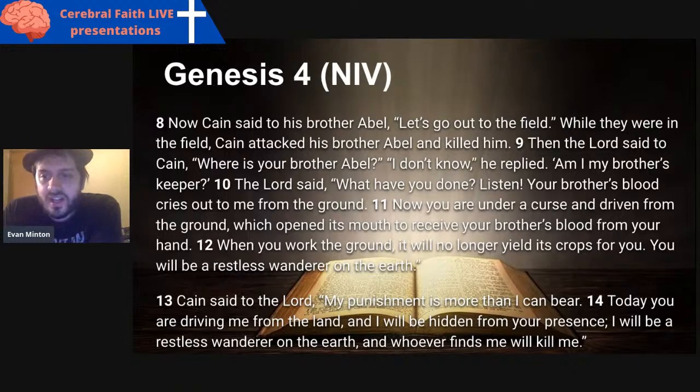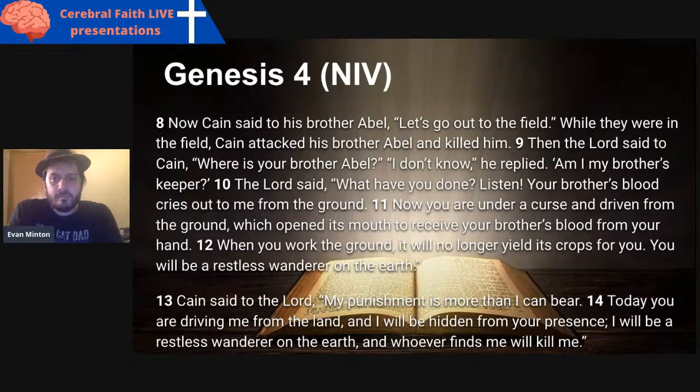The Lord said, "What have you done? Listen, your brother's blood cries out to me from the ground. Now you are under a curse and driven from the ground, which opened its mouth to receive your brother's blood from your hand. When you work the ground, it will no longer yield its crops for you. You will be a restless wanderer on the earth."